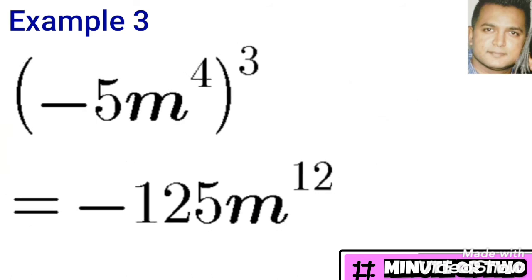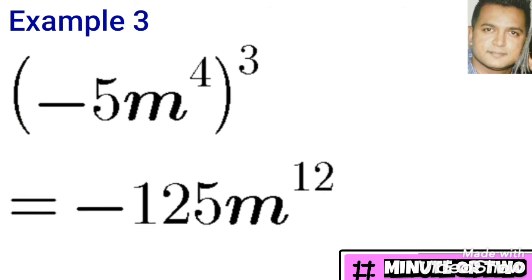Something to note is a common mistake learners make is by saying minus 5 times 3, and they arrive at the answer minus 15, which is incorrect. Please know that the coefficient is always raised by the power, meaning it's minus 5 times minus 5 times minus 5, and that's how we end up with minus 125.